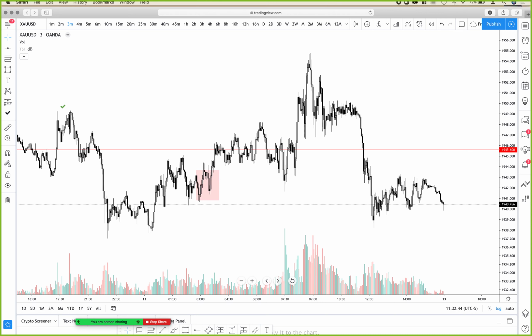So let's see, 1945. Okay, so it must have been around here. Oh, I was trying to go after the entry move, based off, around this area. So there was price inefficiency from my understanding.